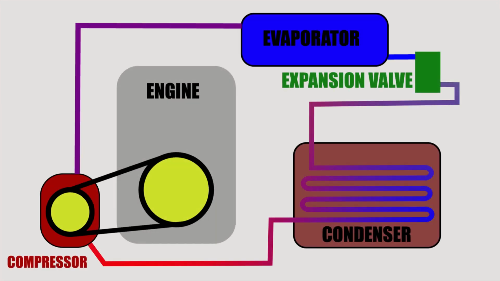In simple terms, the car air conditioning system operates by removing heat and humidity from the interior of the vehicle, creating a pleasant and cool environment. It consists of several key components, including a compressor, condenser, evaporator, expansion valve, and refrigerant.